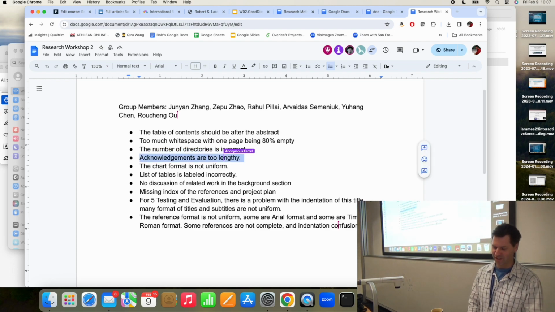Acknowledgements are too lengthy. It's okay if your acknowledgements take up 20 pages. It's fine.